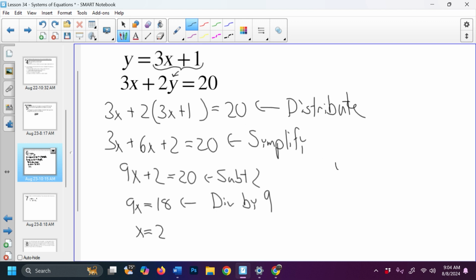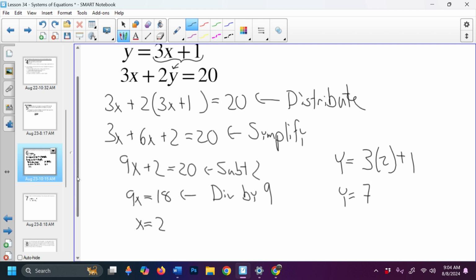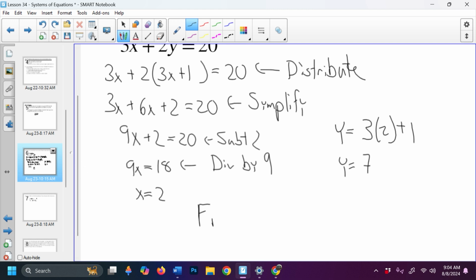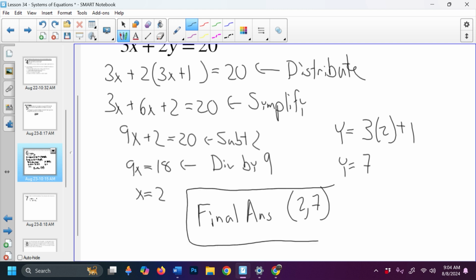So we'll go y is equal to 3 times the 2 plus the 1, and we'll get our y coordinate to be 3 times 2 is 6. 6 plus 1 is 7. My final answer for this is going to be the ordered pair 2, 7. Put a box around that one and say we're done.